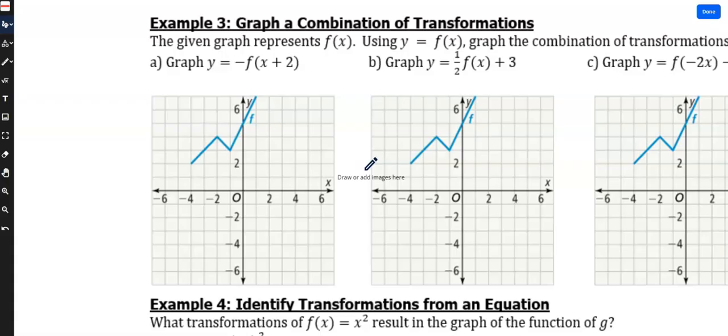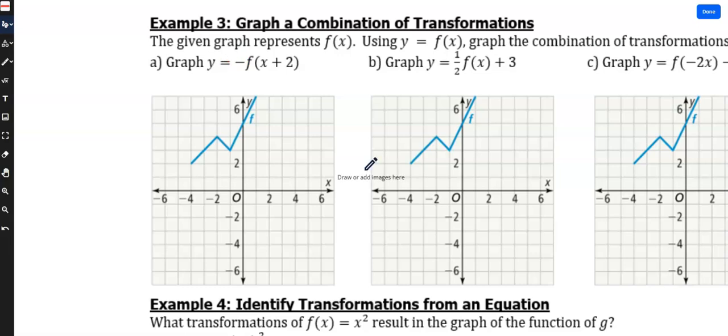Okay, so the first two graphs here have two changes. The third graph has 3 changes. So we're going to work this out and show you what to do here. We're going to always start with just the order of operations, right? Multiplication comes before addition in the order of operations. So we're going to do the reflecting before we do the shifting.